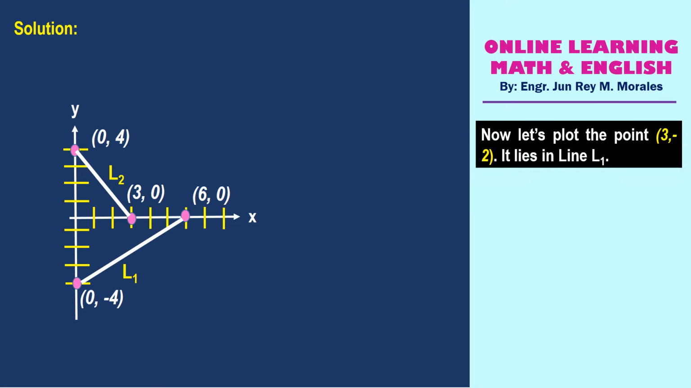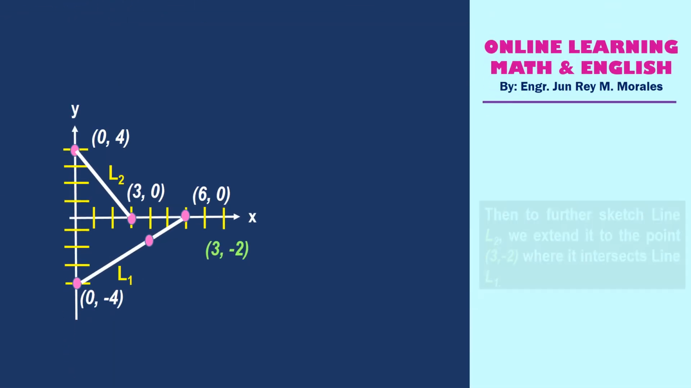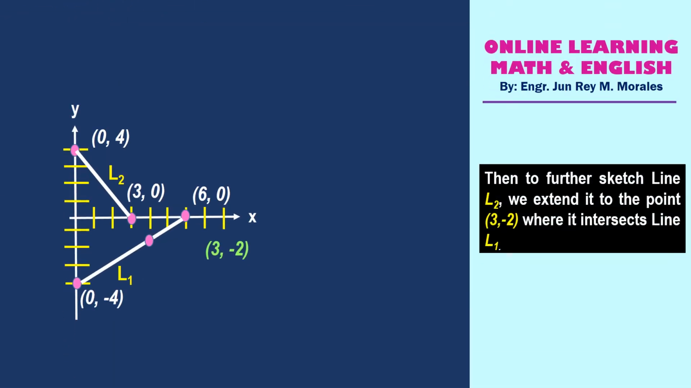Now let's plot the point (3, -2). It lies in line L1. Then to further sketch line L2, we extend it to the point (3, -2), where it intersects line L1.